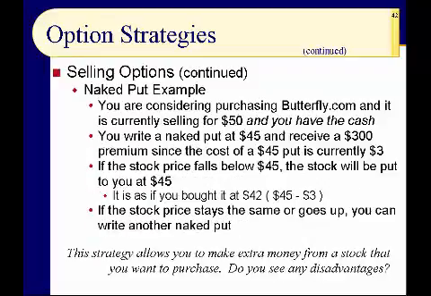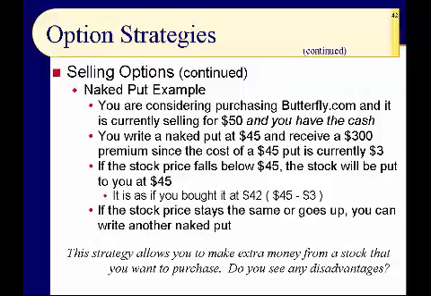Slide number 42. Here's the naked put example. You are considering purchasing butterfly.com. It's currently selling for $50 and you have the cash. That's the part that covers you. So you write a naked put at 45 and you receive, say, $300 premium, since the cost of a $45 put is currently $3. Actually, it'd probably be about $5 if it's selling for $50. But let's say it's $3.